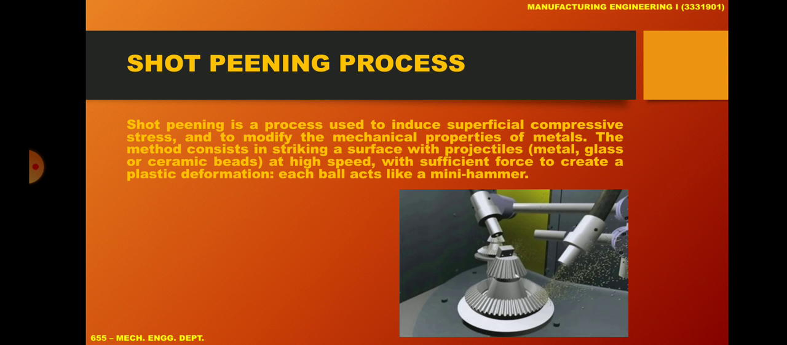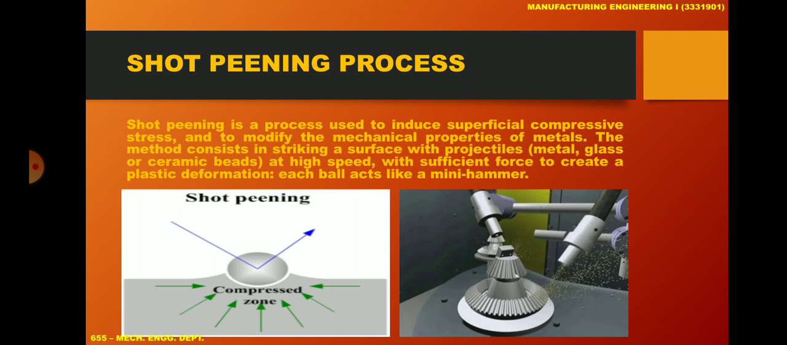Shot peening is a process used to induce superficial compressive stress and to modify the mechanical properties. The method consists of striking a surface with projectiles, either metal, glass, or ceramic bits, at high speed, with sufficient force to create plastic deformation. Each ball acts like a mini hammer. As we show in the figure, a small bit of particle impacts the material. It compresses the surface on which it acts.